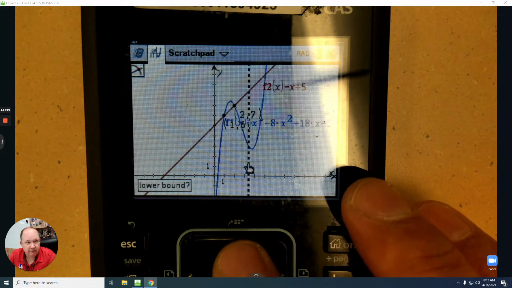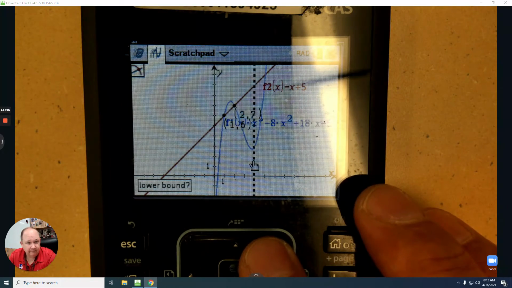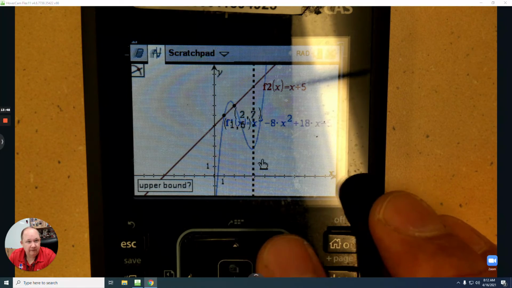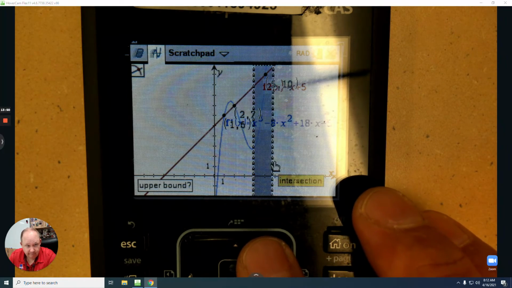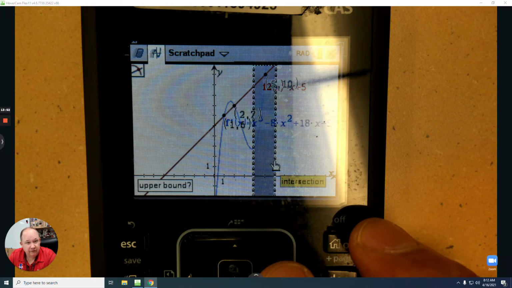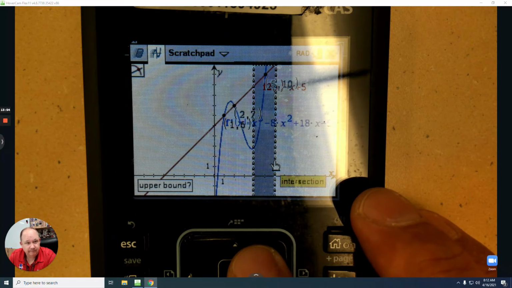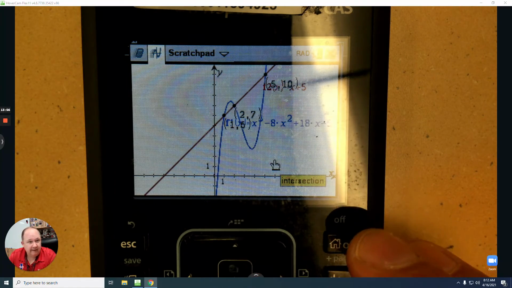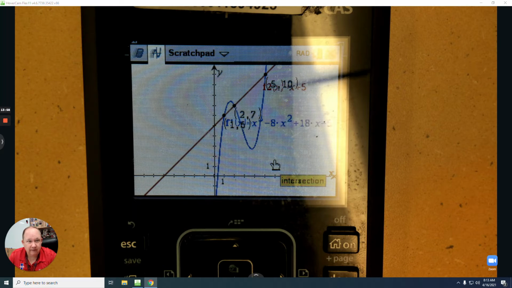So for the point of intersection, I'm going to press down, press down. So it's nice. Those are nice numbers. I can see it's 1, 2, and 5 where it intersects. I'm going to write down what I'm going to do, and then I'm going to show you with the calculator what we're going to do.